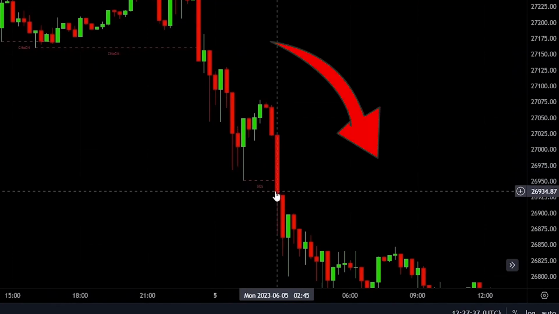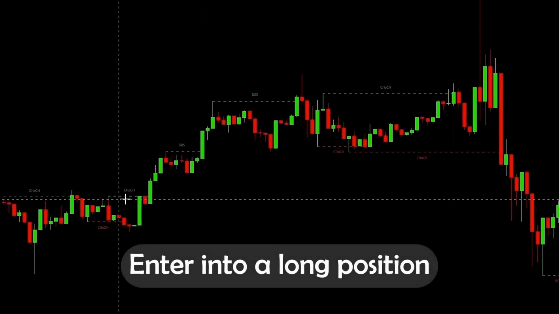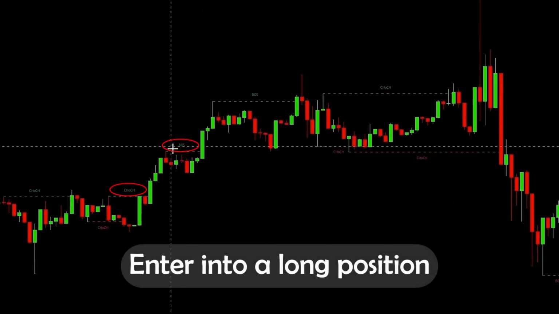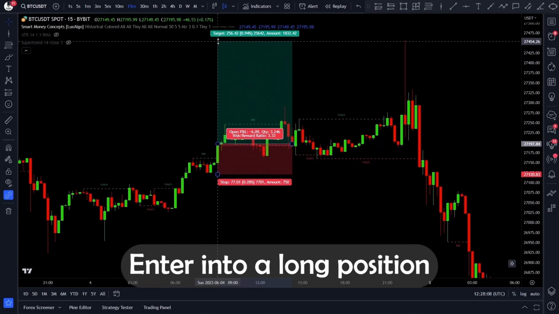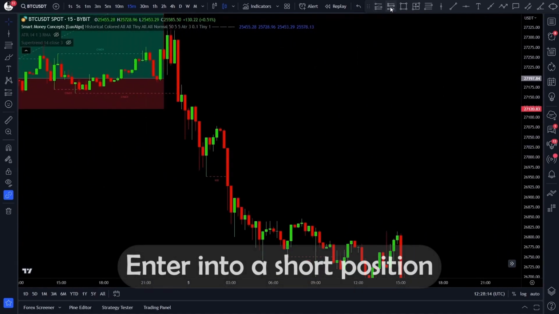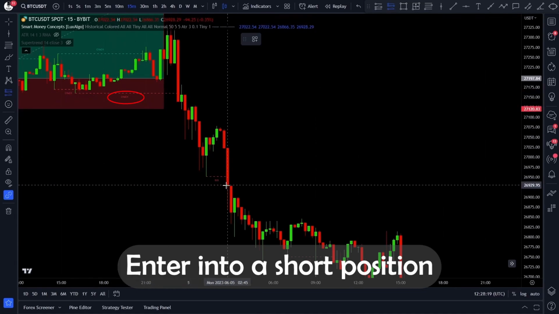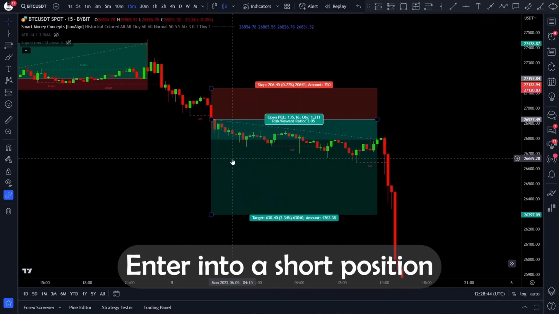Today's strategy will enter into a long position after we see a bullish change of character followed by a bullish break of structure. For example here, as you can see, this would have been a profitable trade. Similarly, we will enter into a short position when we see a bearish change of character followed by a bearish break of structure. And just like the previous one, this trade would have been profitable too.